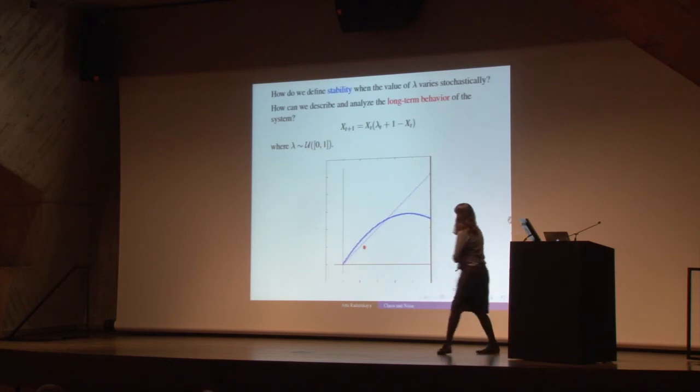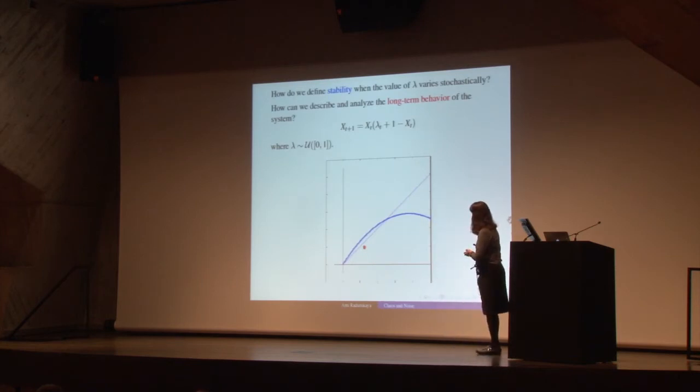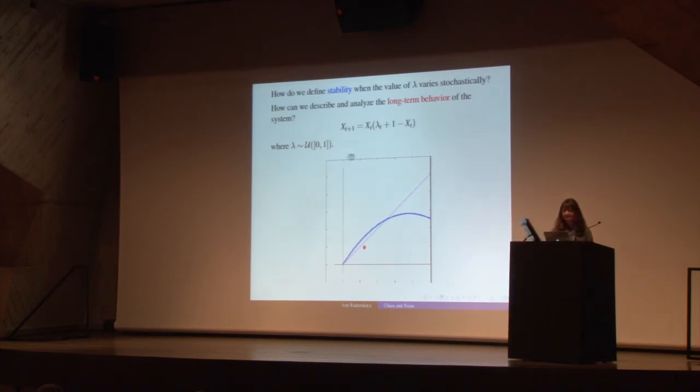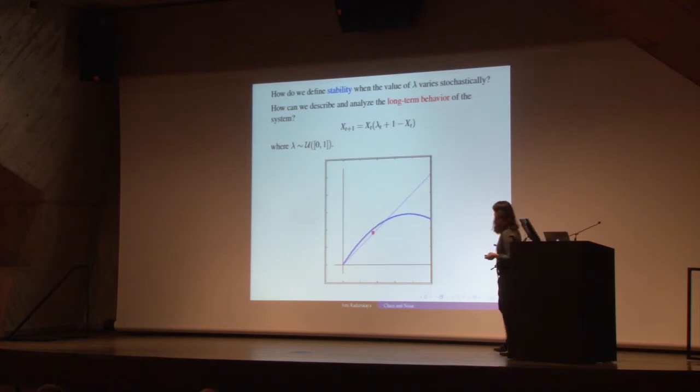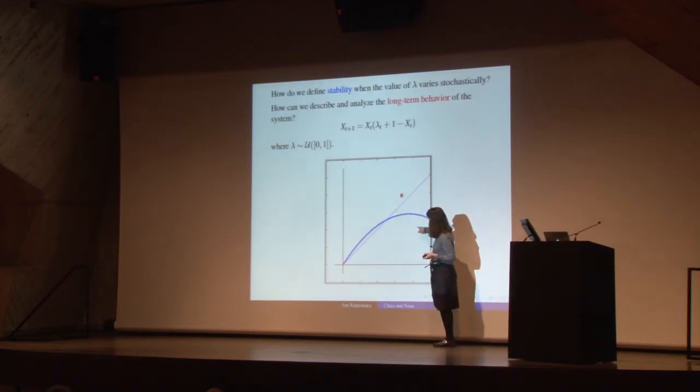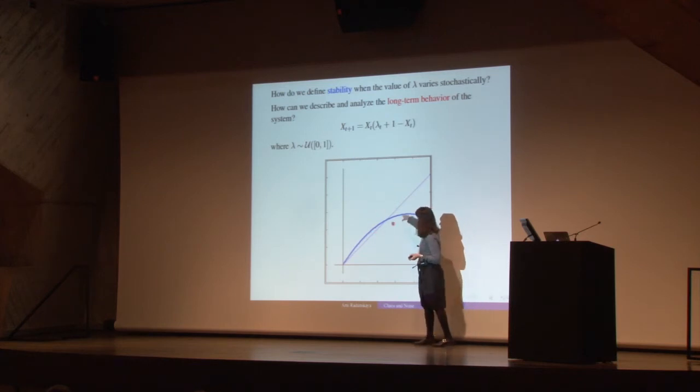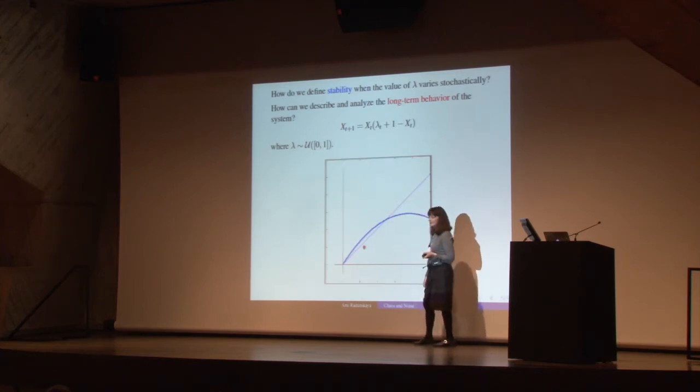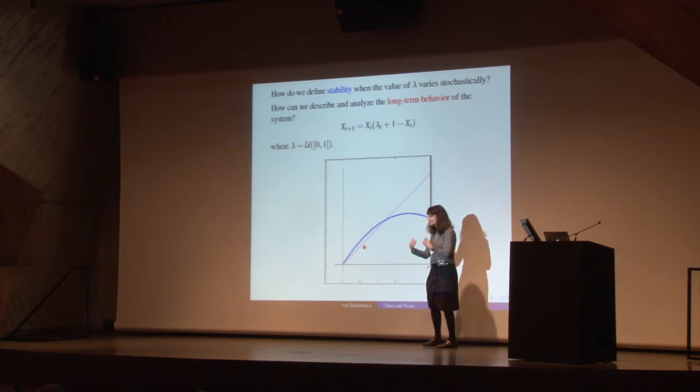So this is what it looks like. I think if I click, it'll go. Nope. Sometimes it does. Sometimes it doesn't. So that's what it looks like. Here I drew the average lambda value, which is when lambda is 1/2. And it just kind of wanders about that average fixed point.